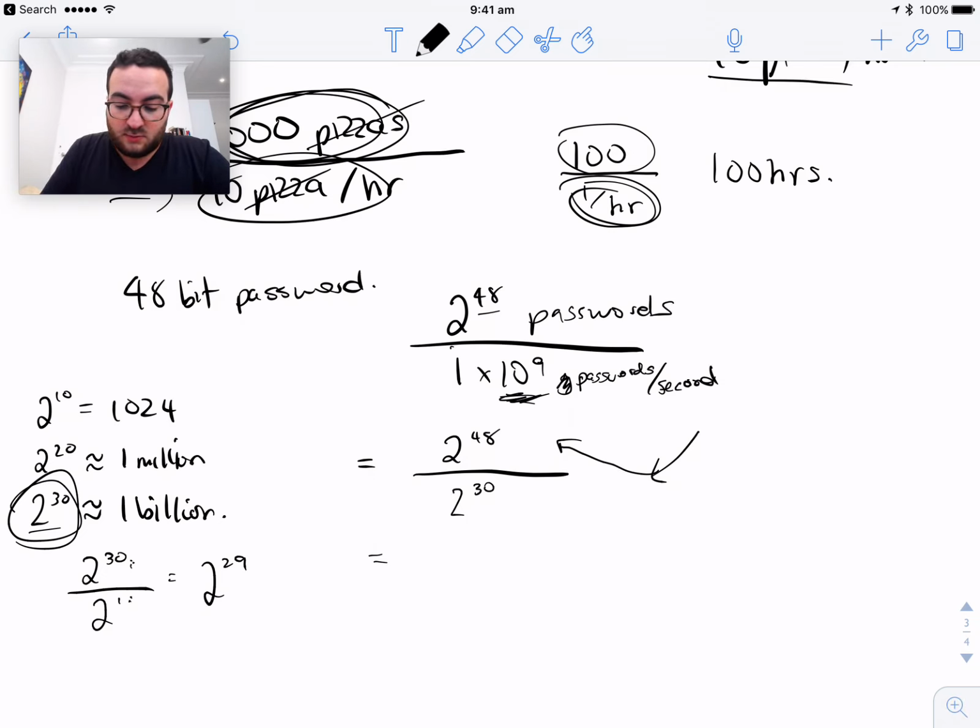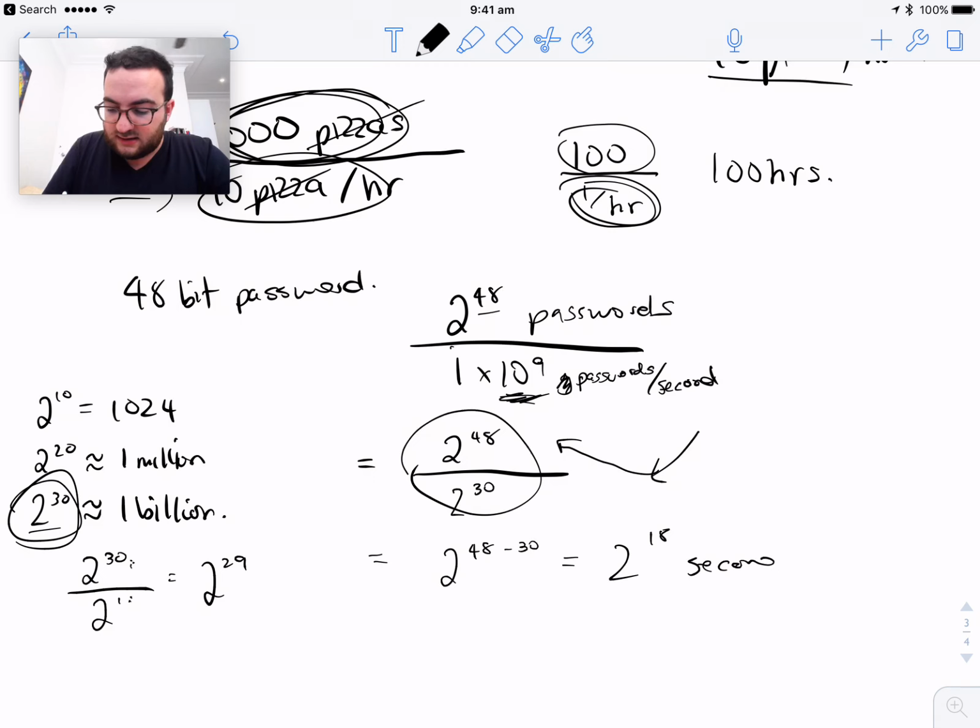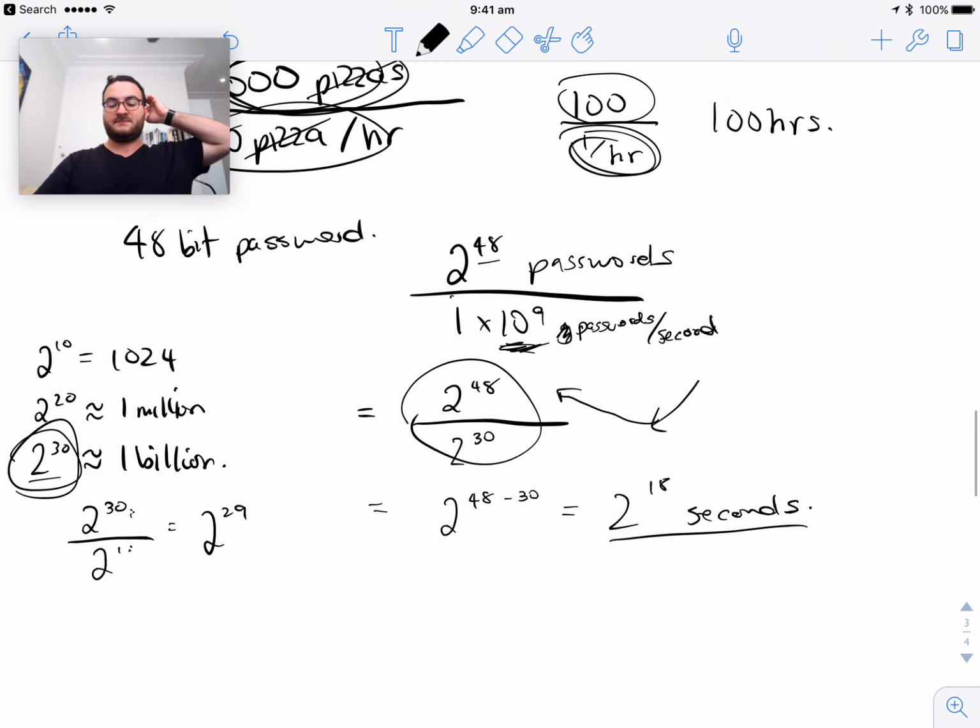So the number of seconds it'll take me to complete, well, I just solve this equation here, and we know with log laws we can just do it this way. 48 minus 30 is 2 to the 18. So this is how many seconds it'll take me to brute force every single password.